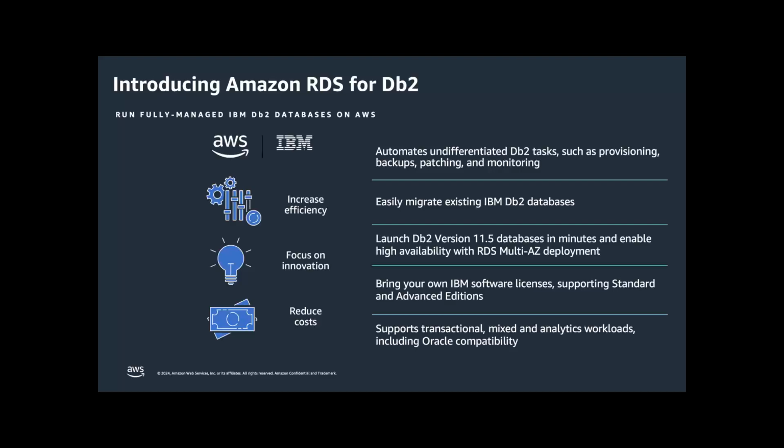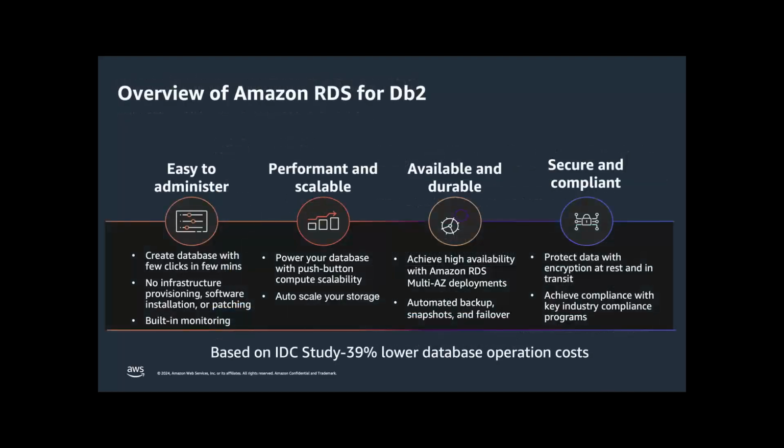So now that we saw at a high level what RDS for Db2 is, let's get into the features. This slide shows what features we'll talk about in the subsequent slides. Now that we looked into RDS for Db2, let's see these four key areas that are important to run your Db2 databases for mission critical workloads. So let's start with easy to administer.